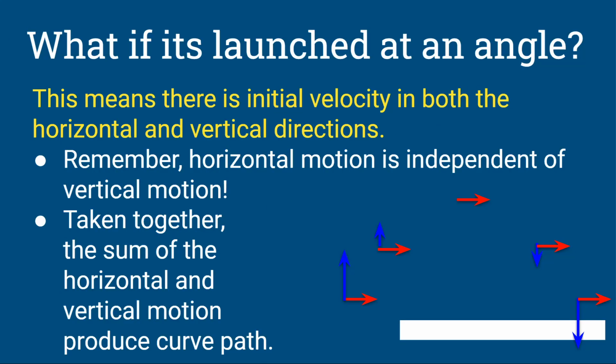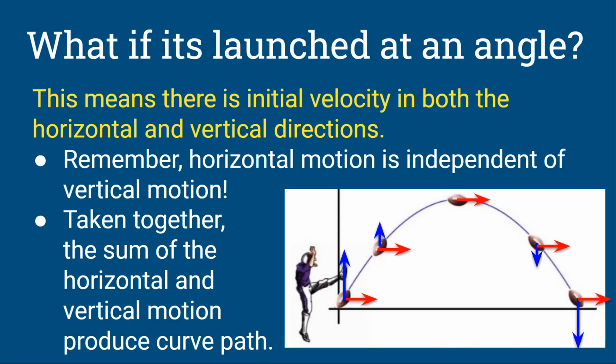Okay, so what if it's launched at an angle? What if it's not just straight up? This means that we have initial velocity in both the horizontal and vertical directions. And you can see that here. I've drawn in some velocity vectors.